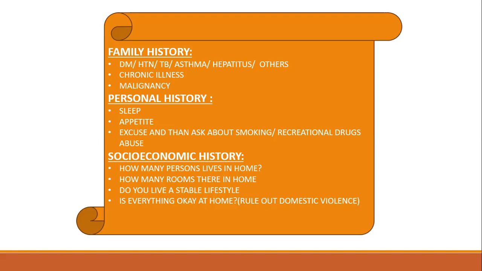Then ask about the socioeconomic history: how many persons live in the home, how many rooms are there in that home, do you live a stable lifestyle? This is the single most useful question you can easily ask to inquire about the patient's lifestyle or socioeconomic history. Please rule out domestic violence. Is everything okay at home, or do you have a stable relation with your husband or family at home? Always and always rule out domestic violence. With this ends the history template of the gynae.